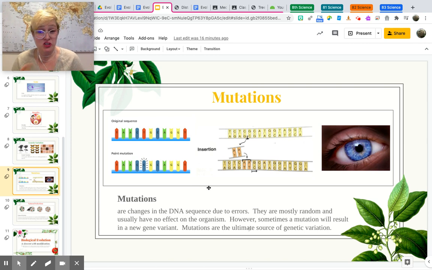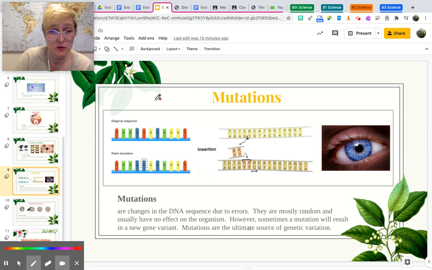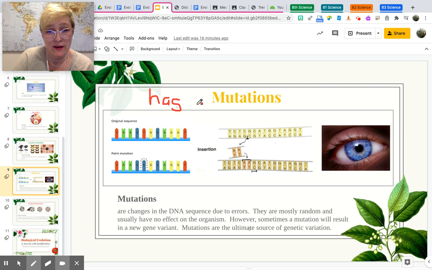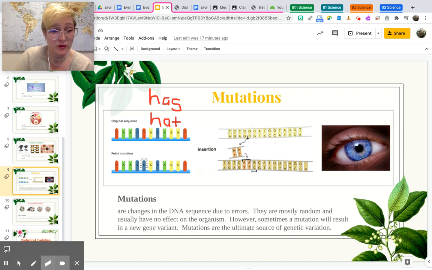Just like if I changed a letter in a word, it could make a new word. Let me do an example here. I'll do a simple word. So let's say I have the word has, right? And let's say I'm copying it down and I miss the S because I can't spell and I make mistakes all the time. And let's say I copy it down, but I change that S for a T. Now I have hat, right? So that's a completely different word, and this is has. So two different things. So mutations are the ultimate source of genetic variation, right?